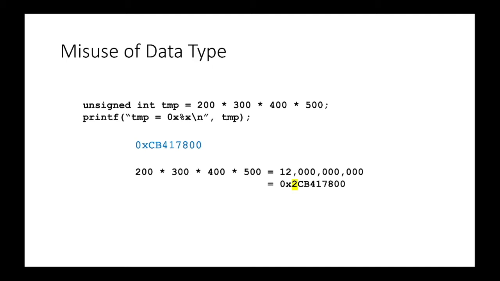If you print the value of variable tmp, you will see only 8 digits of hex, CB417800, without the leading 2. This means that the variable tmp is initialized with a much smaller value, which is definitely not what we intended.